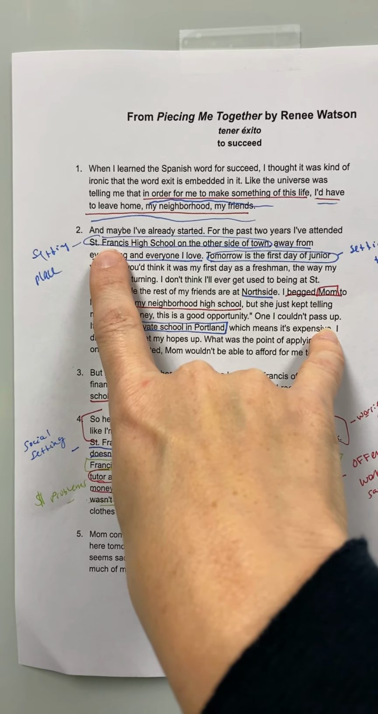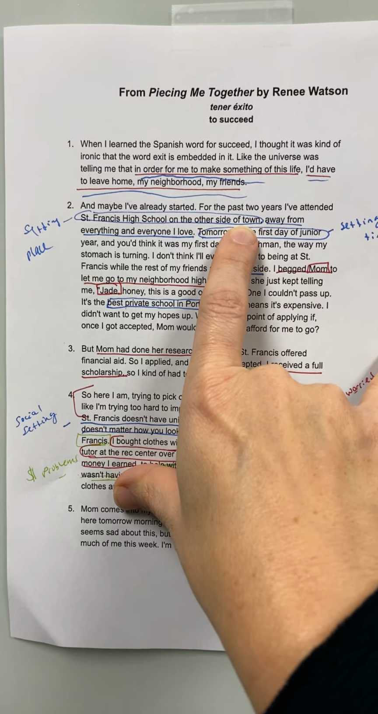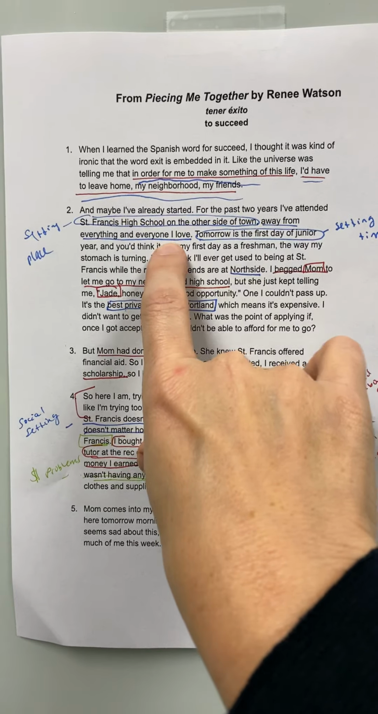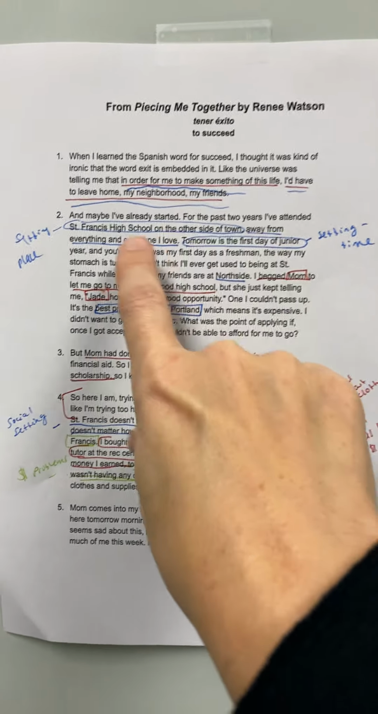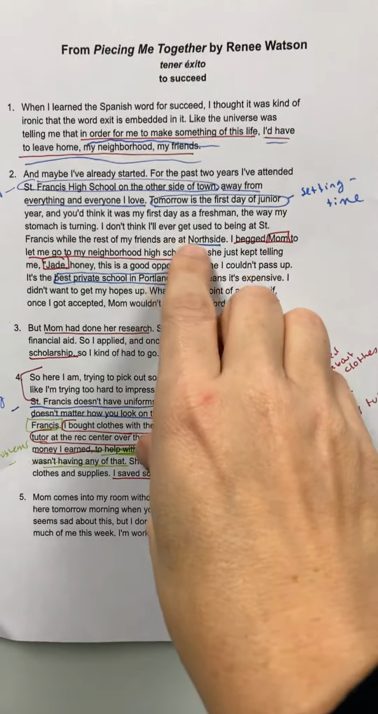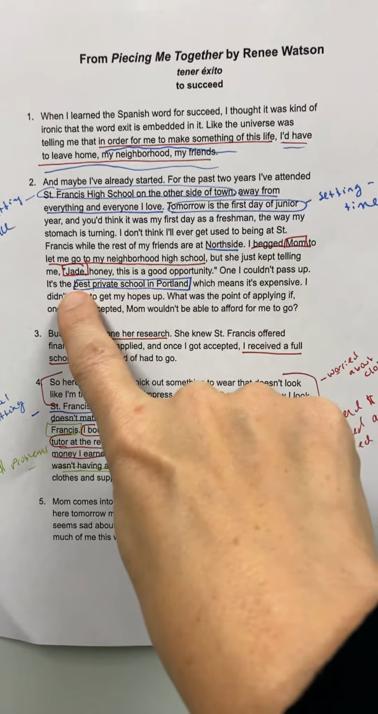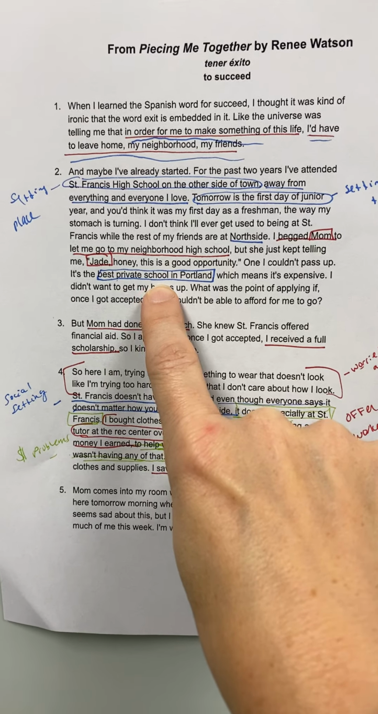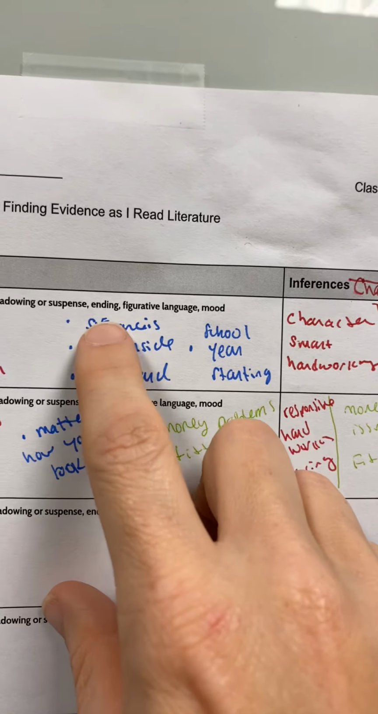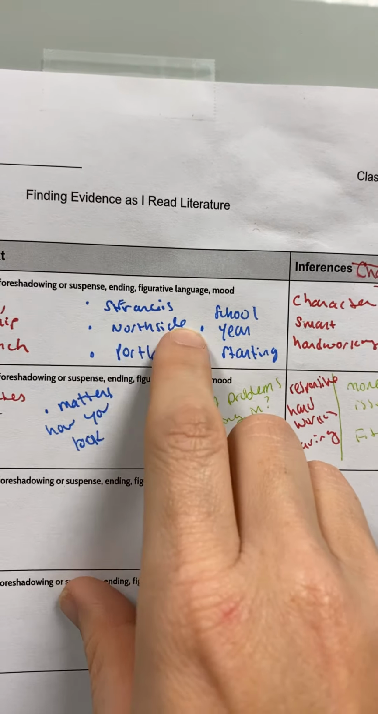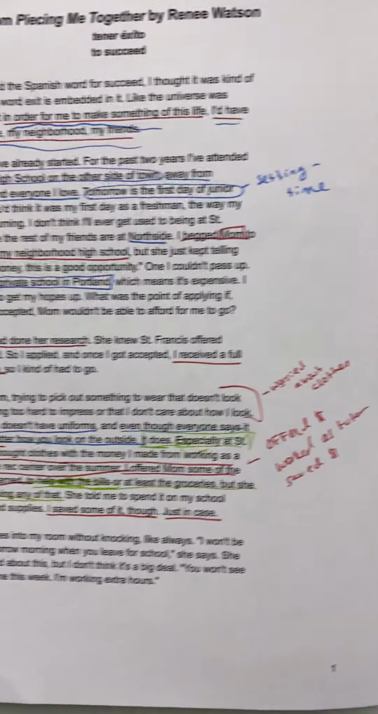So I know my setting place has something to do with St. Francis High School, and that St. Francis is on the other side of town. I also know that that is away from everything and everyone the narrator loves. I know setting time, tomorrow is the first day of junior year, so it's at the beginning of the school year. I know that the other place the person could go to school is North Side, which is far away, and that this school she is going to is the best private school in Portland. So it's in Portland. So over here, I would model just filling in St. Francis is the name of the school, Northside is the other school, Portland is where they are, and that the school year is starting. So I'm not doing inferences yet, just jotting down what I see.